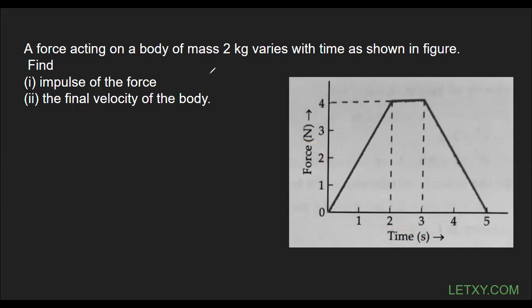A force acting on a body of mass 2 kg. There is a body and it is having a mass 2 kg. So I am going to write m is equals to 2 kg. Varies with the time. This force is actually not constant. This is varying as per the diagram. You can see when the time is 0, the force is 0. And up to time 2 second, the force increases. And from 2 to 3 second, for 1 second, the force remains constant. And after 3 second, the force started decreasing, and at 5 second, the force again becomes 0.